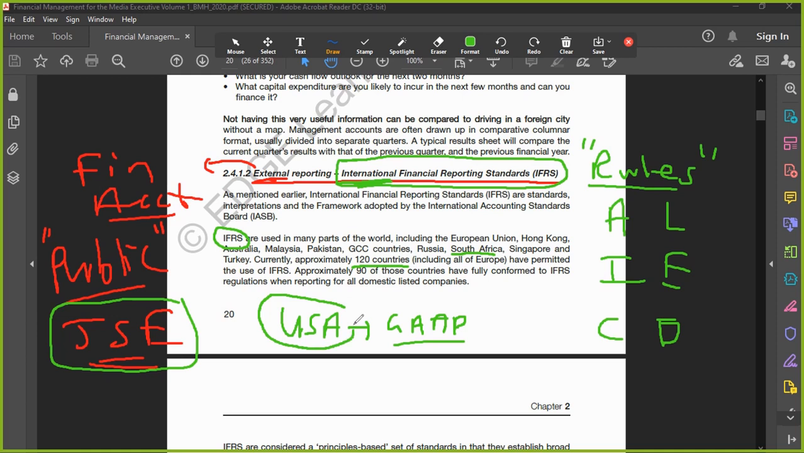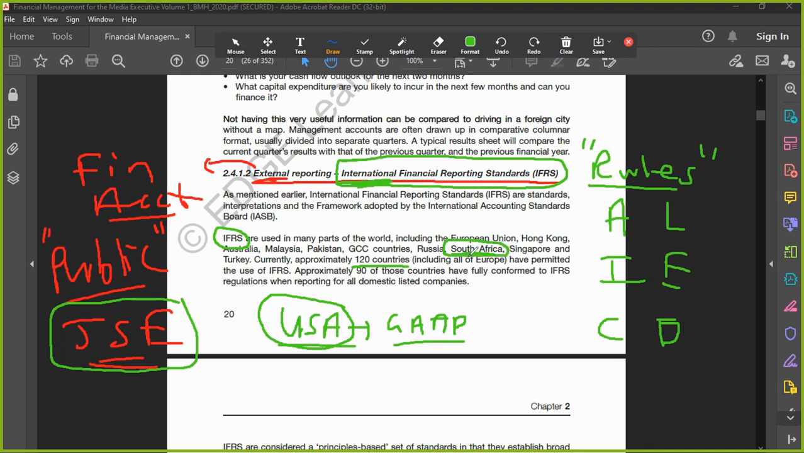So the US have their own system. IFRS is international, kind of like English. English is an internationally spoken language, and many different countries around the world speak English. The USA have their own set of accounting rules, a slightly different system, but very similar to IFRS. IFRS is the most widely used and it's international, and that's what we use in South Africa.